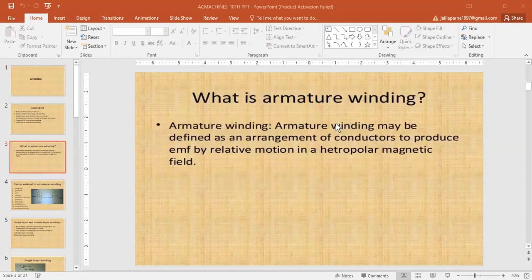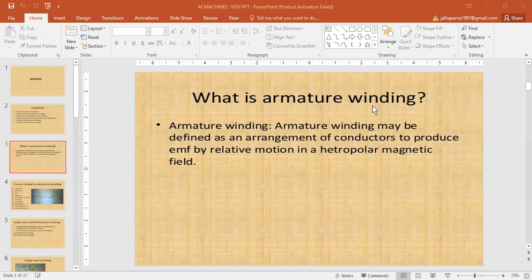Armature winding may be defined as an arrangement of conductors to produce EMF by relative motion in a heteropolar magnetic field. So now we will discuss the winding of an actual armature.